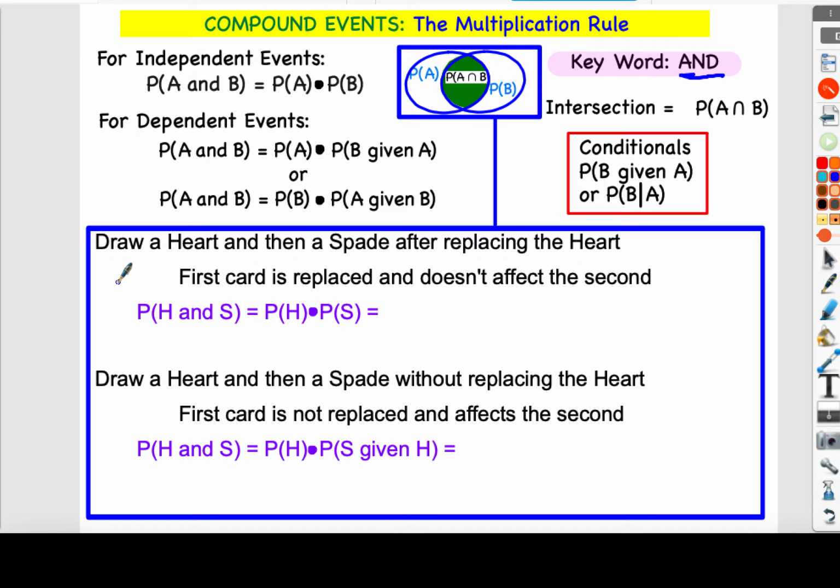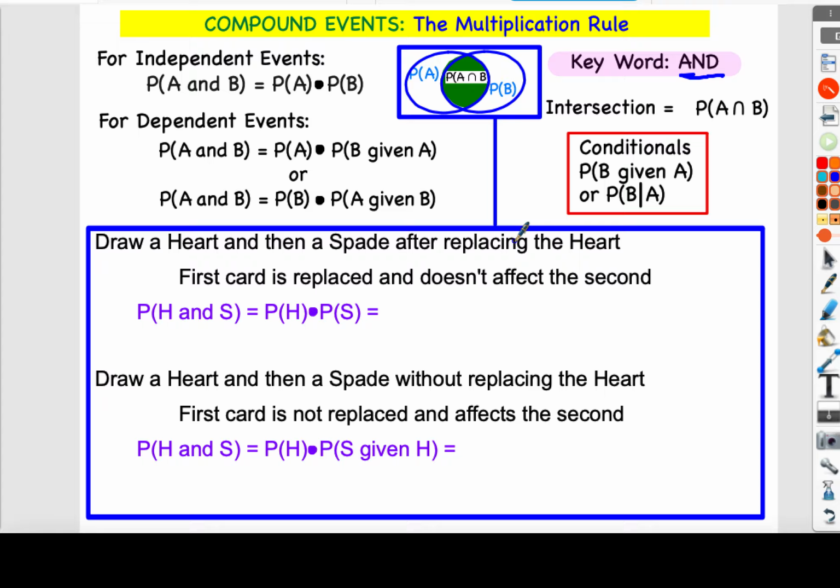Let's say we're going to take a regular deck of 52 cards and draw both a heart and a spade. But now there's a major difference between these two questions. In the first example, let's say we draw a heart, then a spade, after replacing the heart, after making that deck full again. The first card's going to go back in.